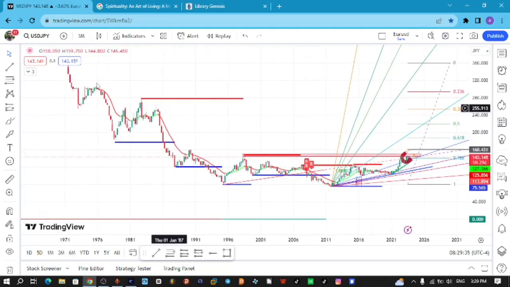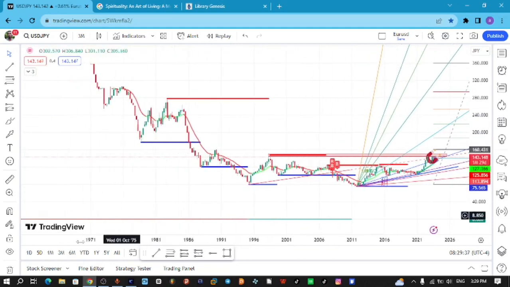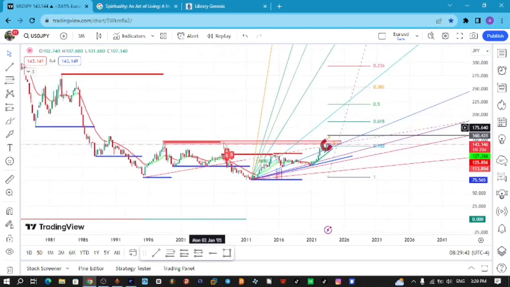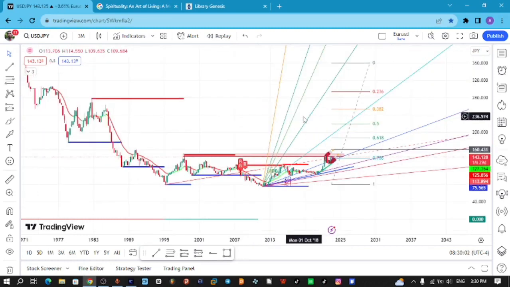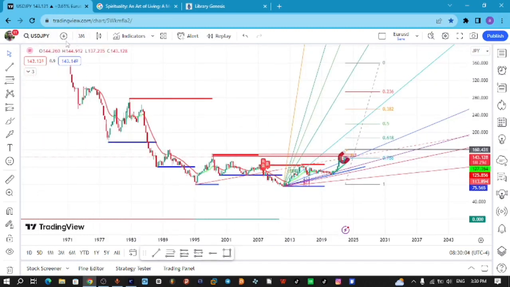This is the whole picture for dollar yen. Starting from 1971, it has been going down, and when it reached this 80 level right here, this one is 75 or 80. After reaching this point, the price started to get up. Okay, and this shows you that the dollar is getting weak.